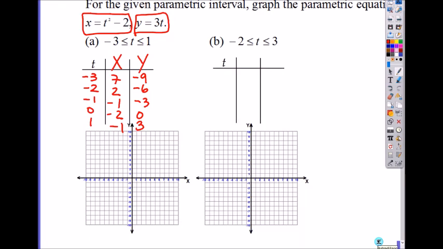Then let's plot it. Again, on the graph, you won't see t. You just graph x, comma, y. So 7, -9; 2, -6; -1, -3; -2, 0; -1, 3. So what kind of shape would it be?